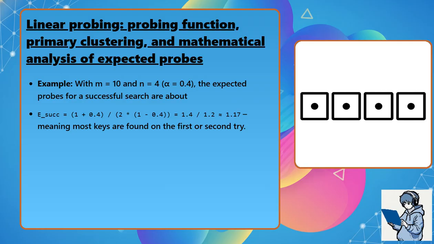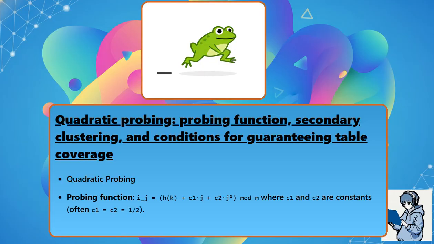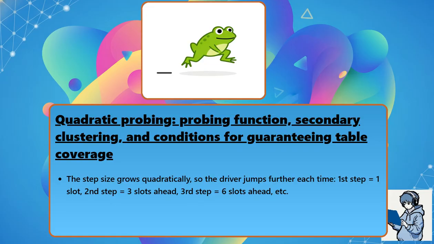Quadratic probing. The probing function is i_j = (h(k) + c1 j + c2 j^2) mod m, where c1 and c2 are constants, often c1 equals c2 equals 1/2. The step size grows quadratically, so the driver jumps further each time. First step equals 1 slot, second step equals 3 slots ahead, third step equals 6 slots ahead, etc.